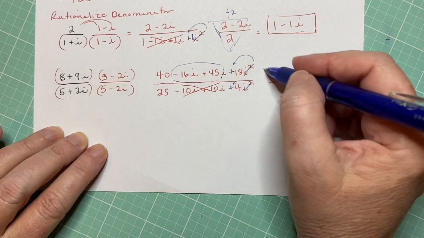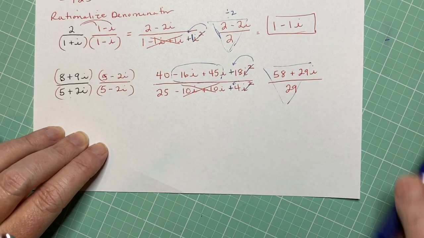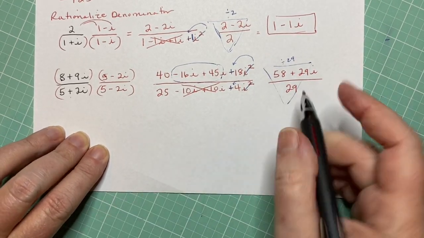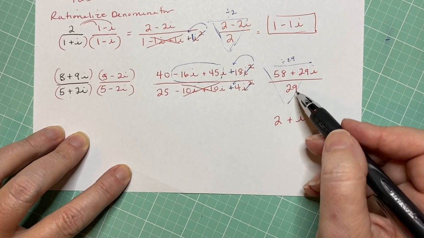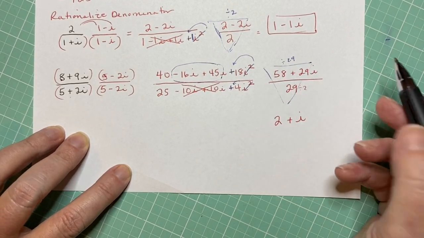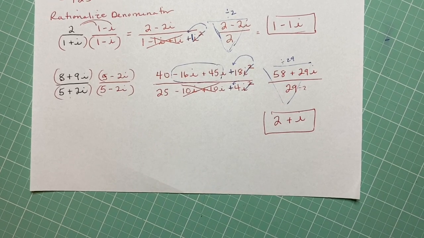Then again, I'm looking at my triangle, and since 29 will go into all those, we can divide them all by 29, which is going to leave me a 2 plus i. Because when you divide over 1, but again, you don't have to write the 1 anywhere. And that's your answer. So you're now ready to try the 10.7 practice problem.